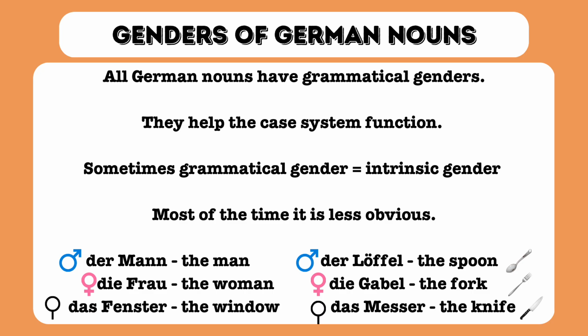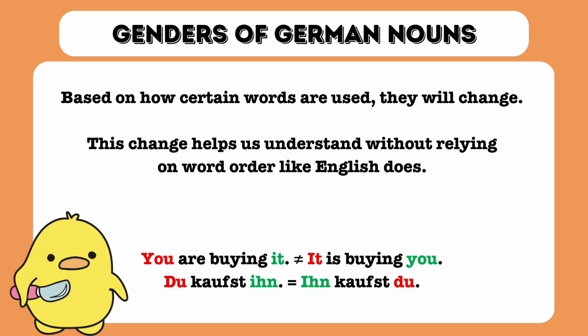It is kind of annoying to learn while you're learning this from a language that doesn't have genders like English, but it is something that you're going to have to kind of roll with. An example of how this works out is: you are buying it is not the same thing as it is buying you in English. The word order change makes it so that this is obviously a different sentence. Du kaufst ihn is the exact same thing as ihn kaufst du, however, in German. Both of them mean you are buying it, and that it is a masculine noun.